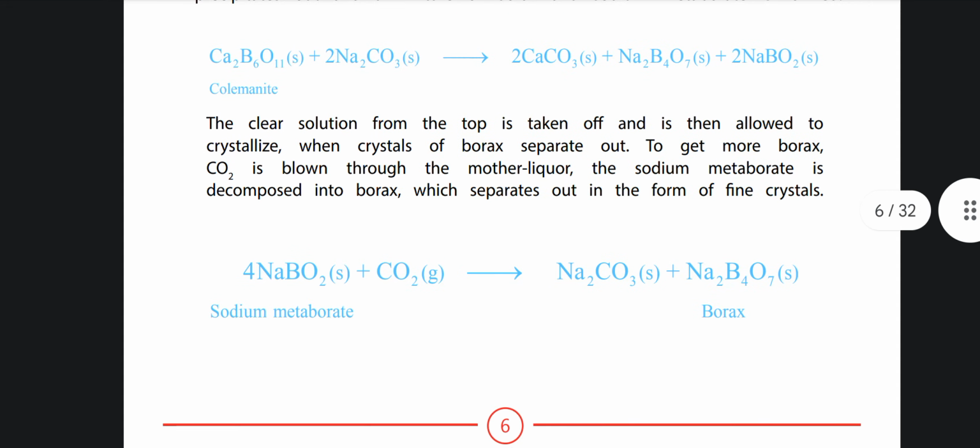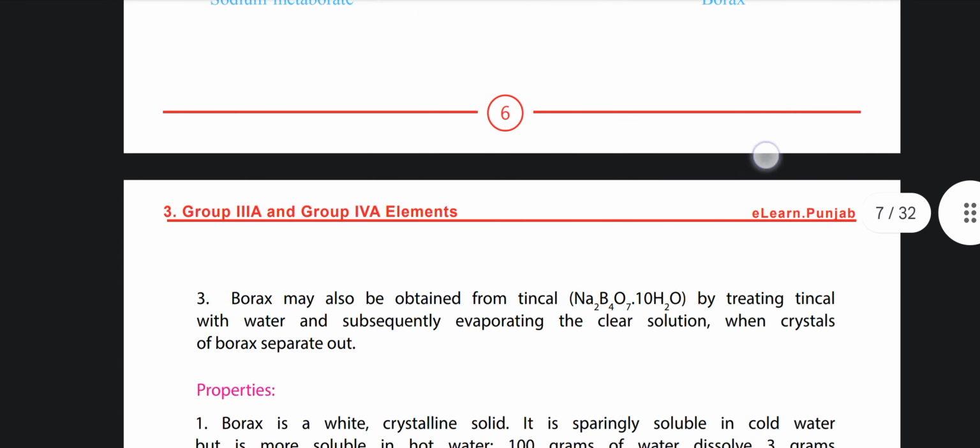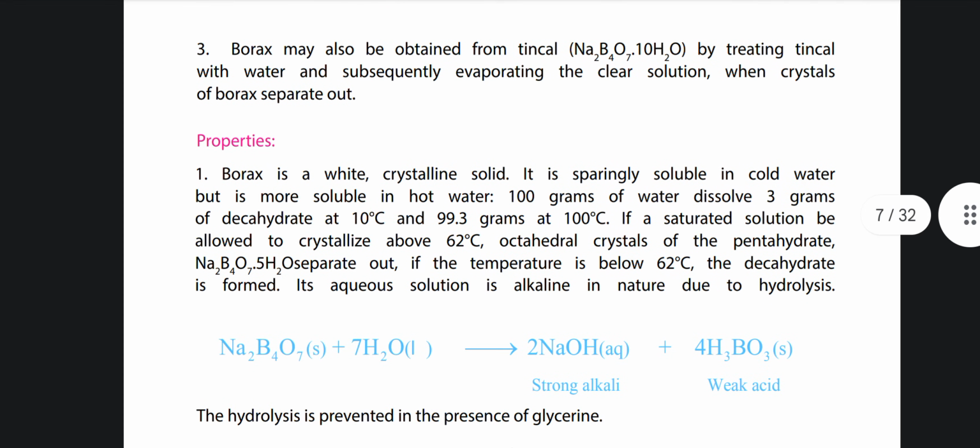The clear solution from the top is taken off and is then allowed to crystallize. When crystals of borax separate out, to get more borax, CO2 is blown through the mother liquor. The sodium metaborate is decomposed into borax which separates out in the form of fine crystals. 4NaBO2 plus CO2 gives us Na2CO3 plus Na2B4O7. Number 3. Borax may also be obtained from tincal by treating tincal with water and subsequently evaporating the clear solution when crystals of borax separate out.